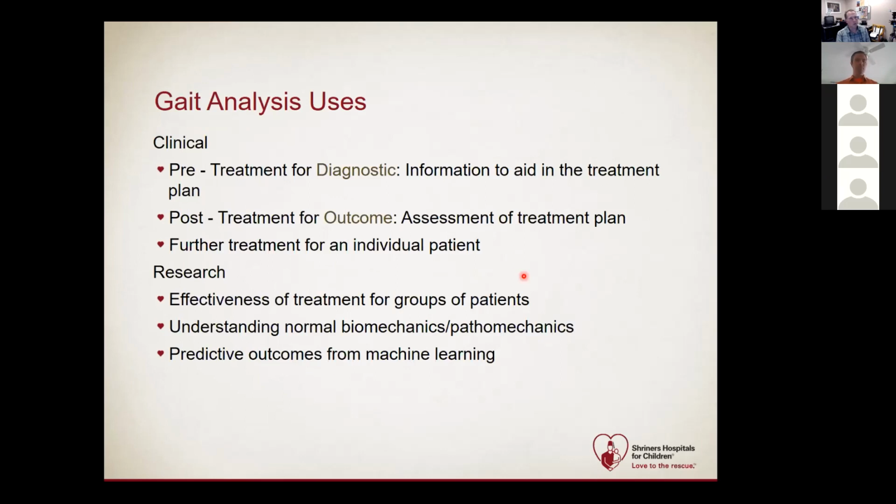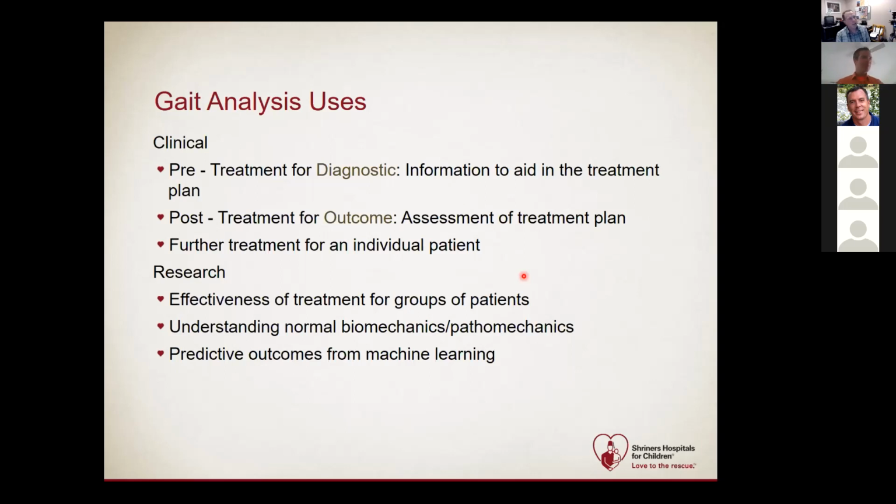As far as research, we break that into a couple of different research categories. The most obvious is if we see kids who are having treatment A versus treatment B, or really even just a single treatment, we can look at the efficacy of that treatment by having objective data preoperatively and postoperatively to try to determine what works, how well it works, and maybe what doesn't work. I also use Gait to understand normal biomechanics as well as pathomechanics of Gait, so more basic science-type stuff.